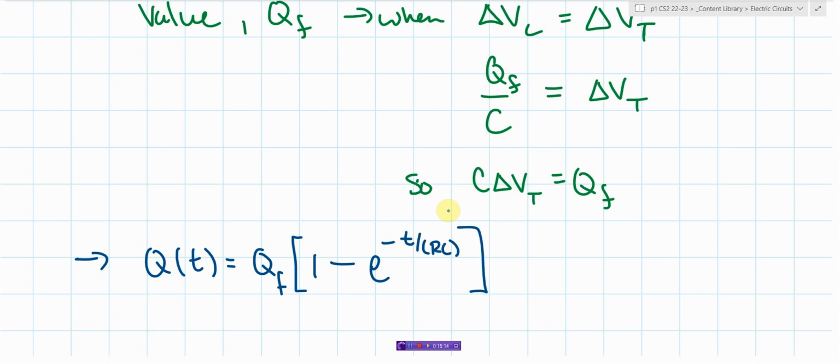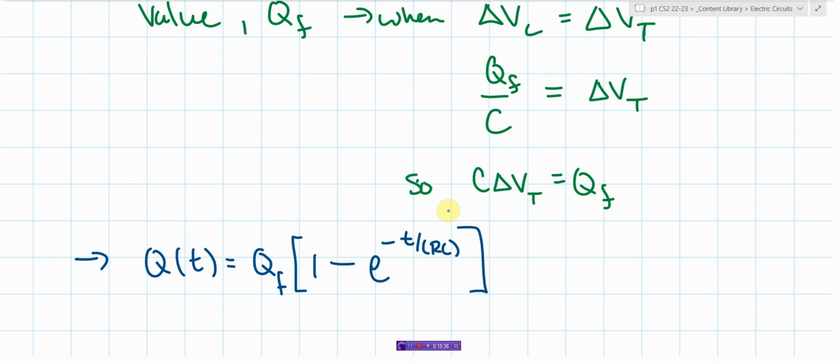Now, we said at the beginning of this that we should, like, this function at time 0, I should get no charge on the plates. And now we're looking at infinity, we should get all of the charge on the plates, QF. Okay, so that's what's going on with this 1 minus thing.